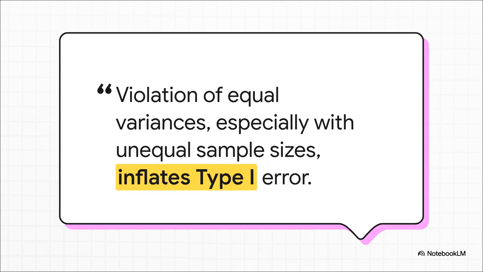And breaking these rules isn't trivial. It has serious consequences. This quote here points out a huge risk. Using the wrong test can inflate your type 1 error. So what on earth is that? Well, a type 1 error is basically a false positive. It's your test shouting, "Hey, you found something significant," when in reality, there's nothing there at all. It's a phantom discovery, and it's exactly what happens when you use the wrong tool for the job.